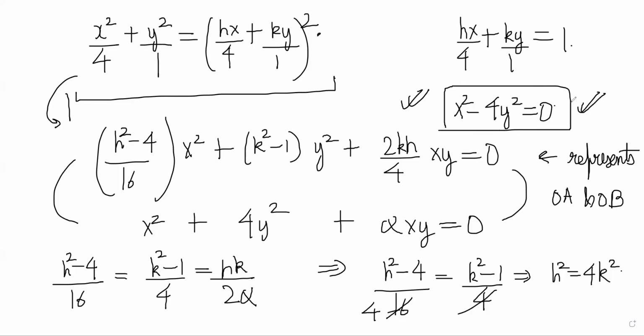Now, what we did here was homogenization. We had the chord of contact equation, and we did homogenization of that chord of contact with the ellipse equation to get the equation of the pair of straight lines OA and OB. And since the problem had already given us that equation, we can compare coefficients, right? That gives us the required locus that we need. Okay, let's move on to the next problem.